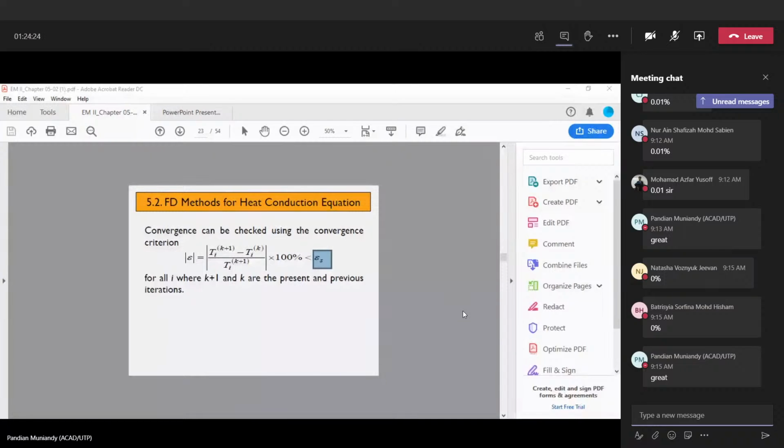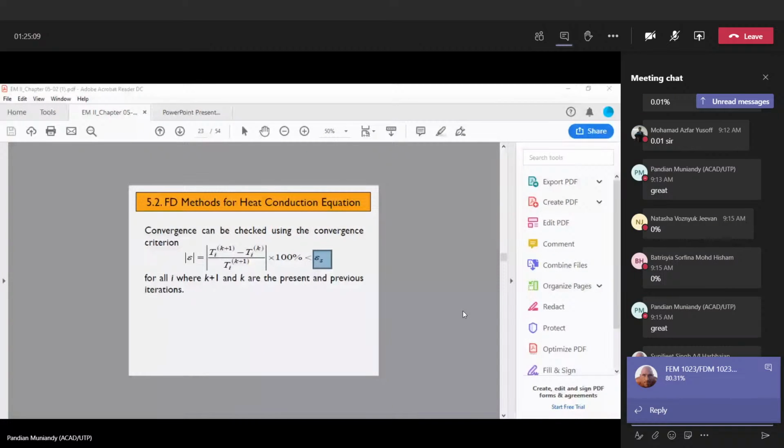Now for T3, 0.01067 minus 0.00021 divided by 0.01067 multiplied by 100%. Again, 0.01067 minus 0.0021 divided by 0.01067 multiplied by 100%.